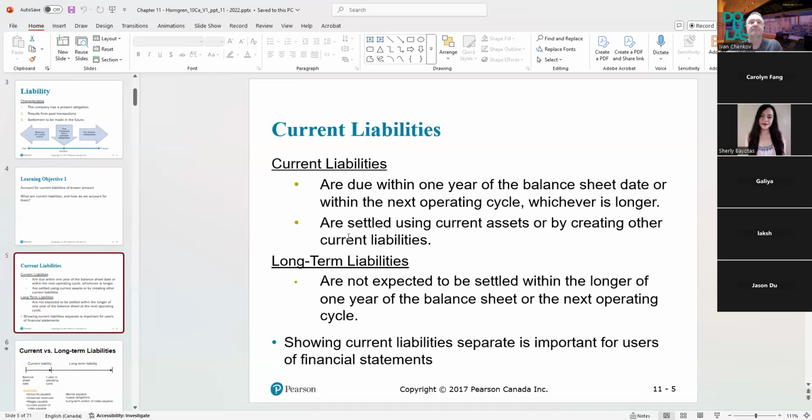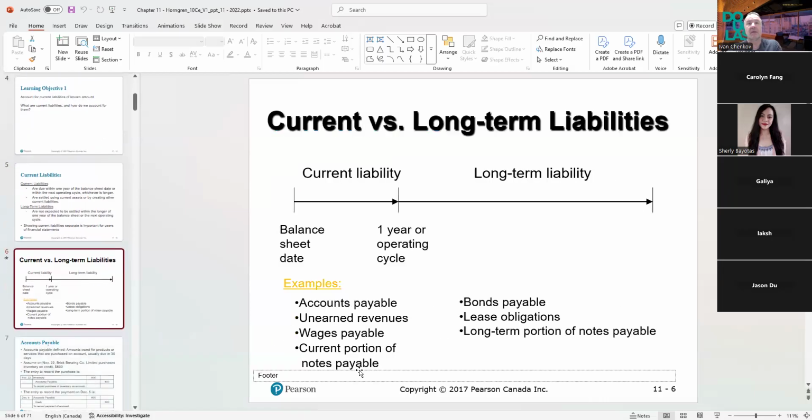Current liabilities are usually settled with the current assets, or they can create another current liability. We always have to show the current liability separate from the long-term liability. Users of the financial statements always want to see what's the current versus what is long-term. And that comes with the presentation. Again, we're going to have current liability and long-term liability. The cutoff is 1 year or operating cycle of the company, whichever is longer.